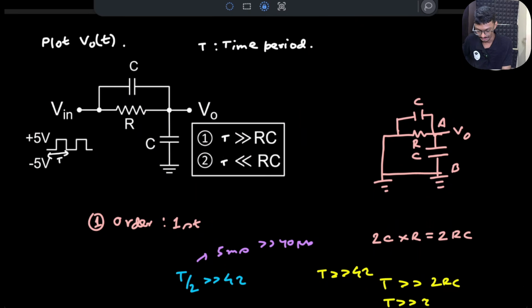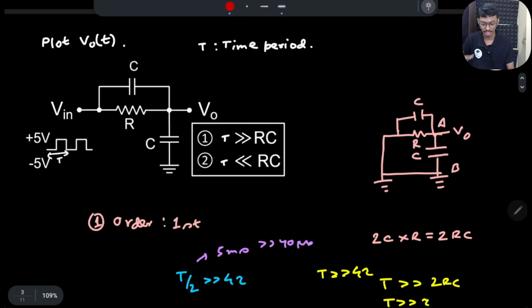In the second part, what they're telling us is to plot the output voltage when my time period is much less than RC. When your time period is much less than RC, it basically means that this 5-volt source you cannot assume as DC anymore. 5 volt is there, but your capacitor will not be able to reach 5 volts because we don't have enough time. The time constant is much greater.